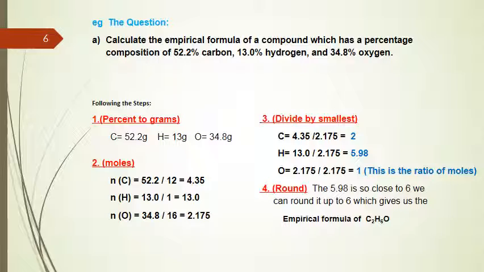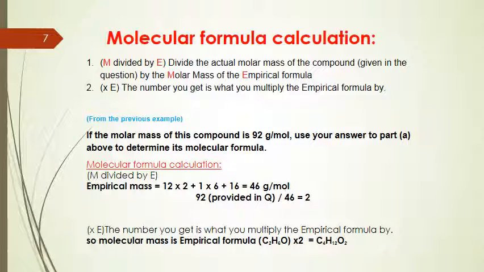So therefore, the empirical formula, when we round, is going to be C2H6O, because the numbers we get in step 3 is essentially the subscript for each individual element. So I hope that's clear. So that's the empirical formula. The next thing we have to do is move from empirical formula to the molecular formula.